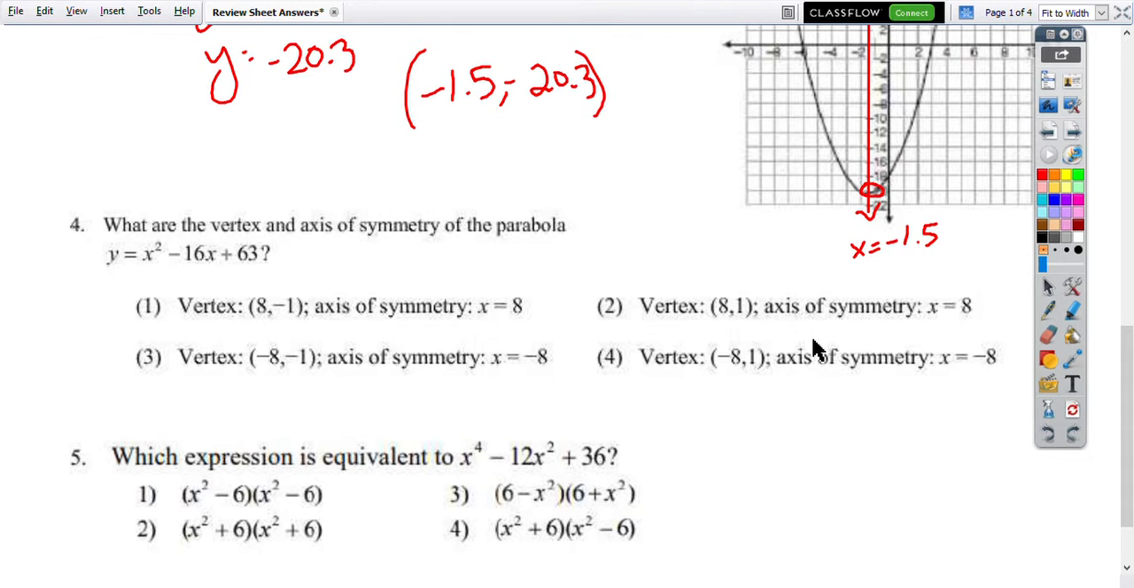And we want to know the vertex and the axis of symmetry. So we're going to go menu, analyze graph. It's a minimum again. And I think I pressed the button I wasn't supposed to. So click, drag, click, and there's our minimum. So it's 8, -1, is the vertex, and the axis of symmetry is going to be x equals 8. So 8, -1, okay, and x equals 8.